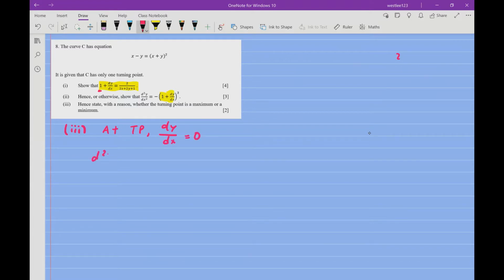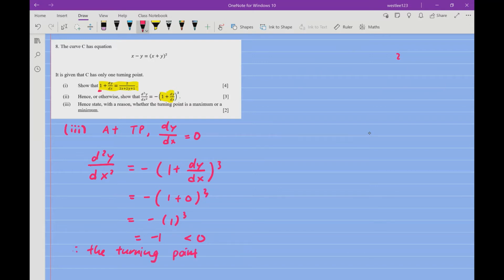And then our d2y/dx squared, as proven in part 2, is given as negative (1 plus dy/dx) whole thing cubed. But as we know, at the turning point, the first derivative dy/dx equals 0. So replace dy/dx with 0. You get negative 1 cubed, which is negative 1, less than 0. Therefore, the turning point is a maximum point.